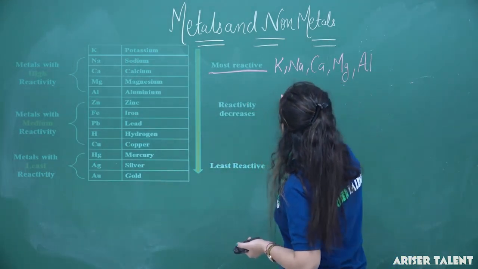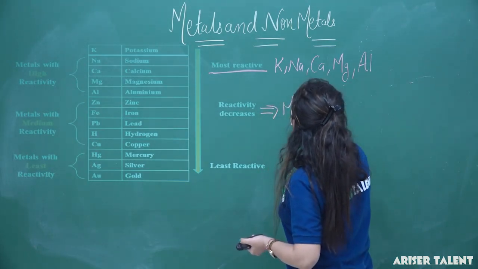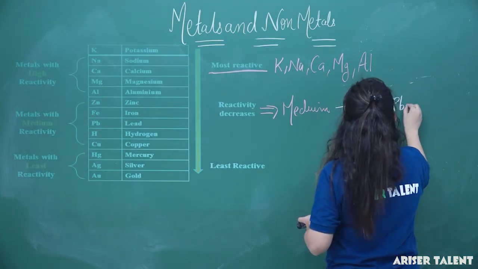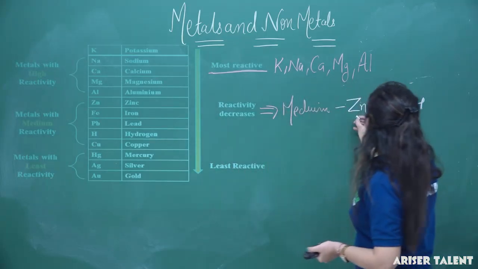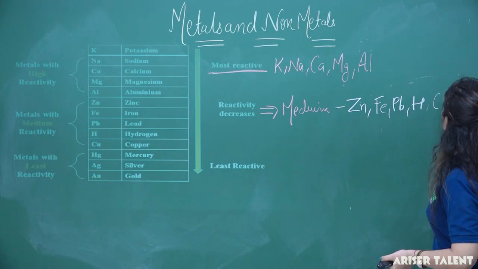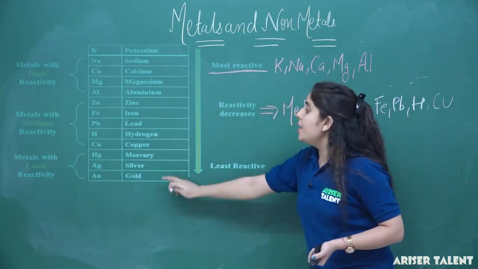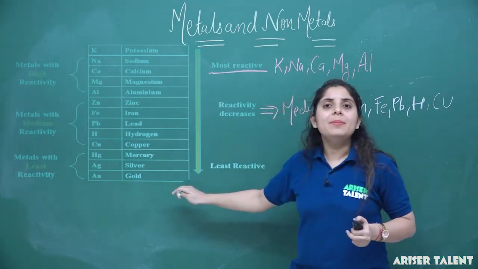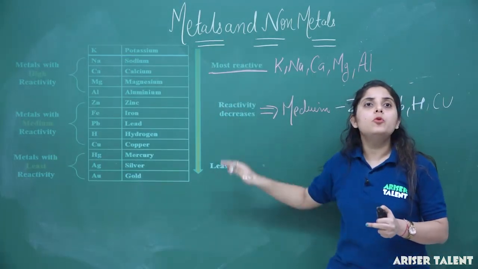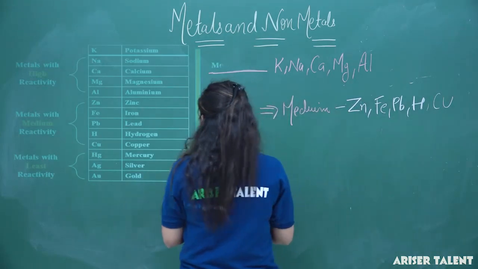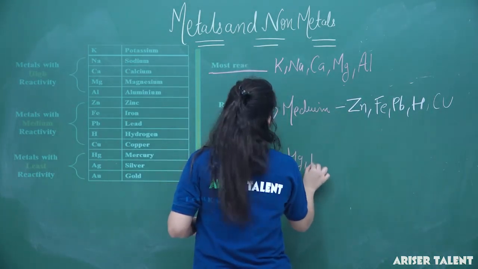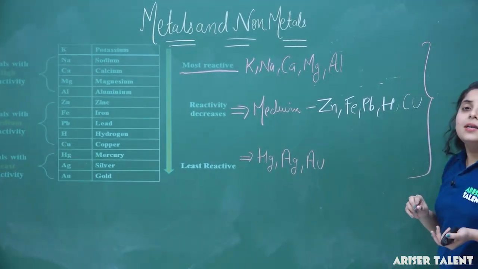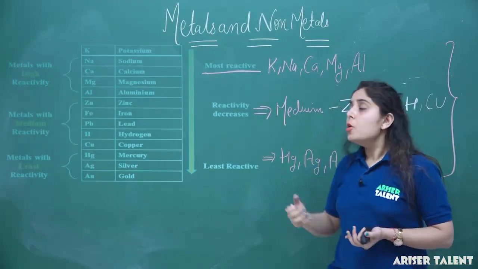So we can say that reactivity decreases, and the medium reactivity elements are zinc, iron, lead, hydrogen and copper. So these show reactivity in the middle part of the series. Now we can see that the metals with very least reactivity are mercury, silver and gold. It means they are very less reactive metals because reactivity decreases from top to bottom in this table. So the less reactive metals are mercury, silver and gold. So this is all about the reactivity of the elements we have shown here. Now we will see how we obtain the metal from their extracted ore for all these types of compounds.